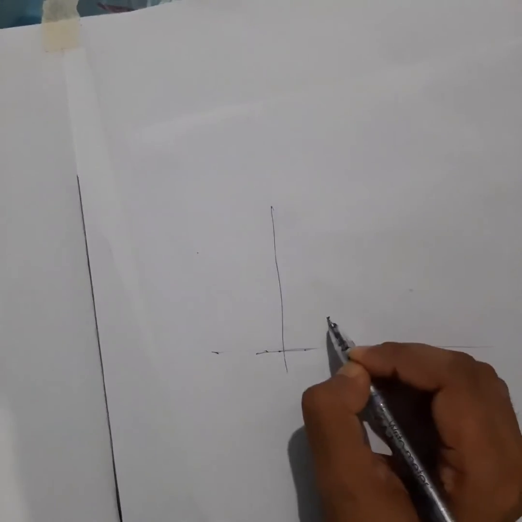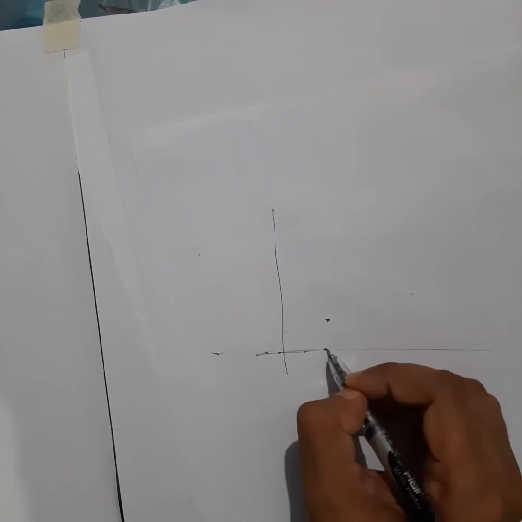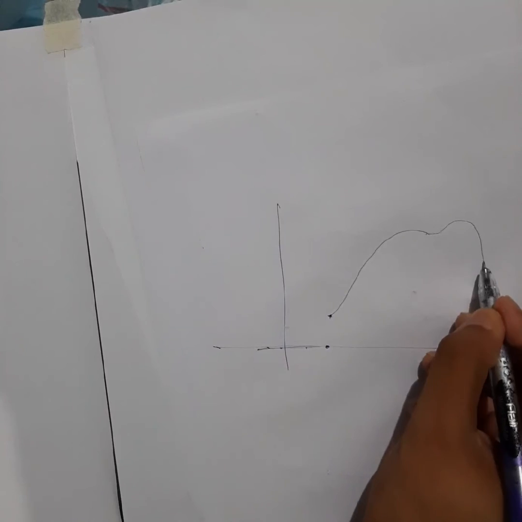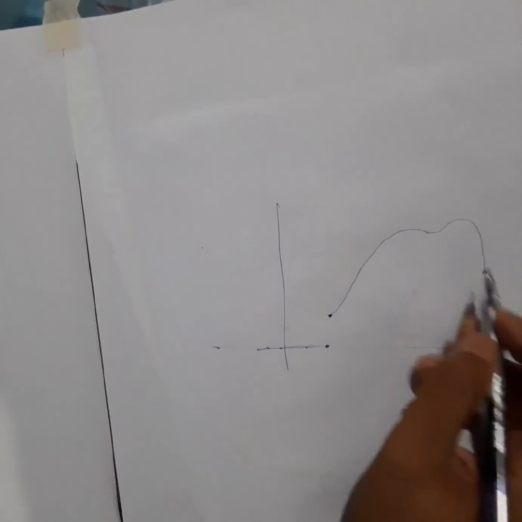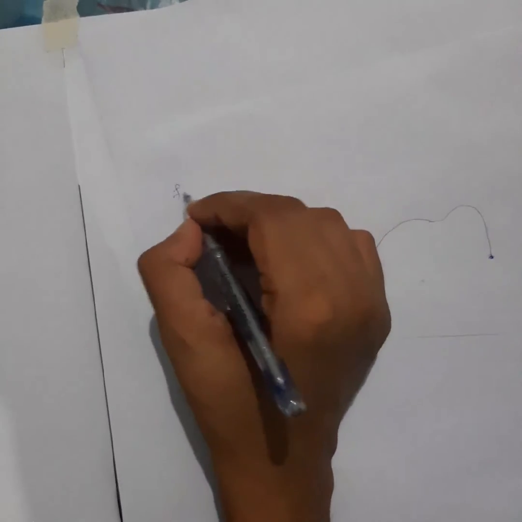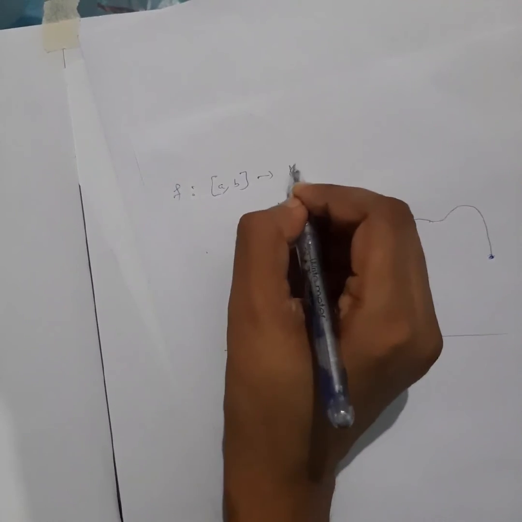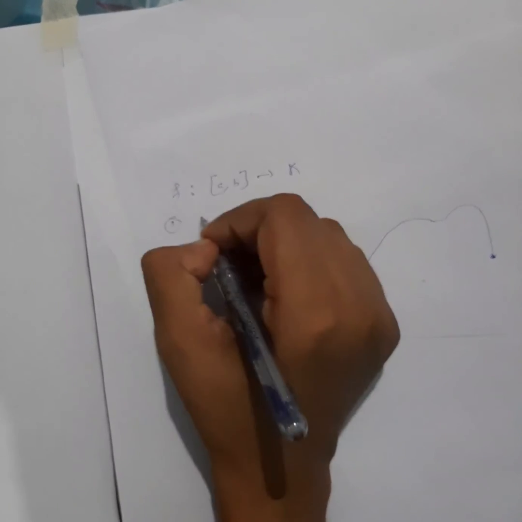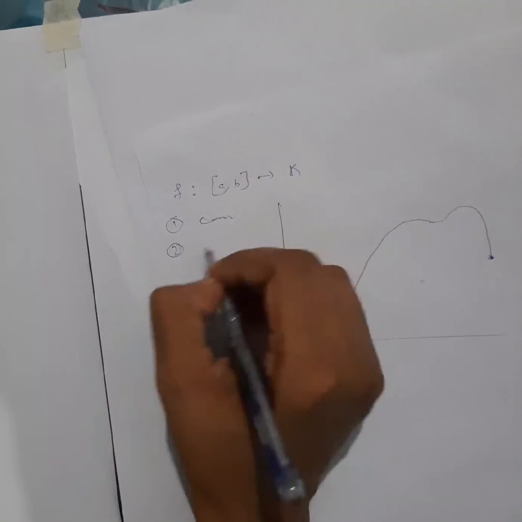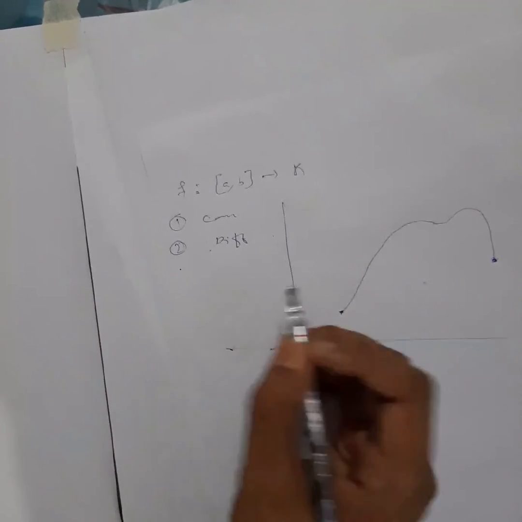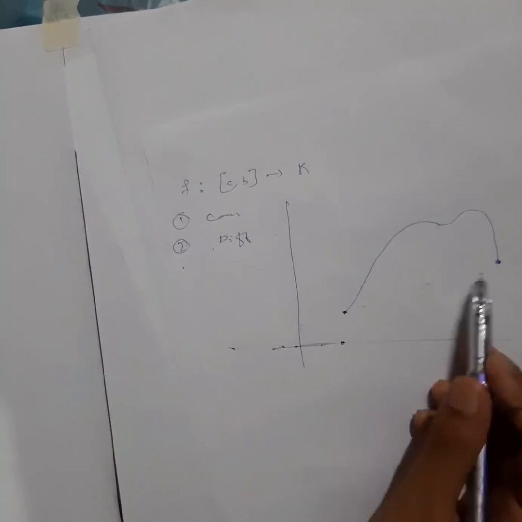So the mean value theorem says, if you have a graph which is continuous and differentiable, defined from this to this. Number 1, f must be continuous, number 2, f must be differentiable. The third condition in Rolle's theorem was f(a) is equal to f(b), right? In this case they are not equal.